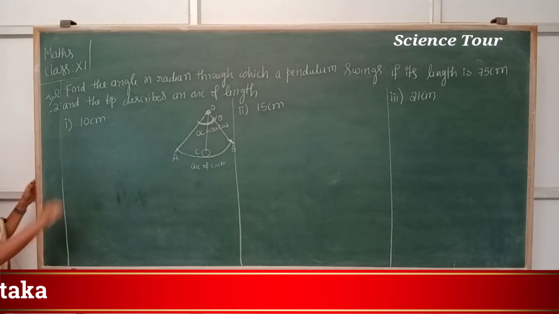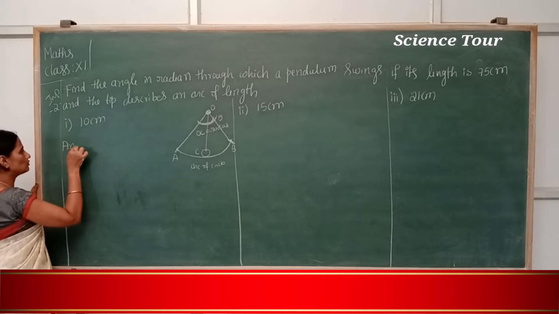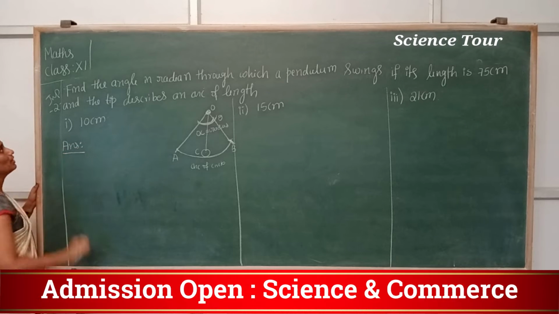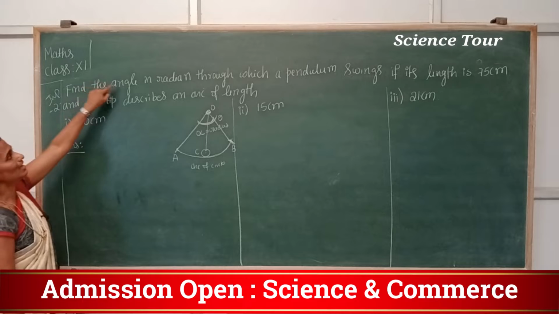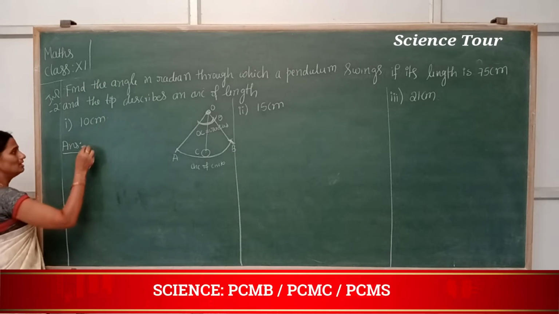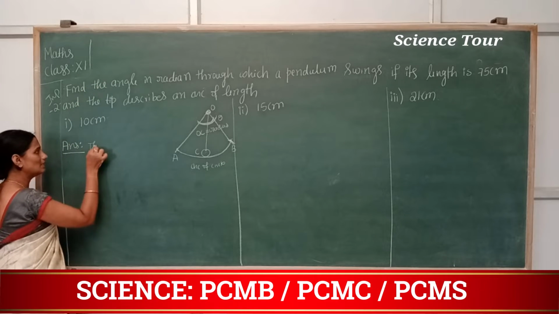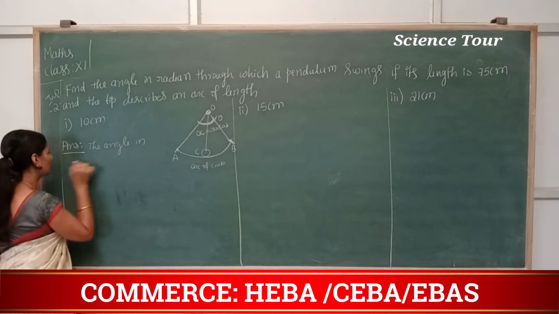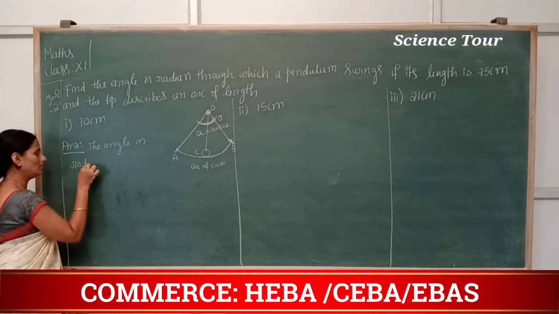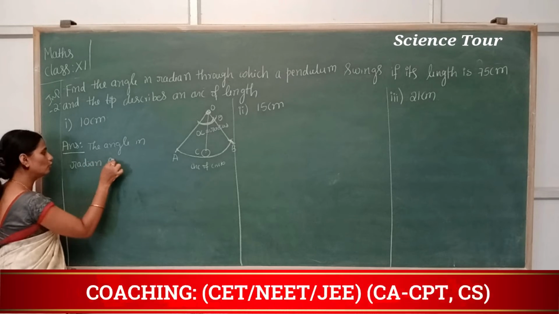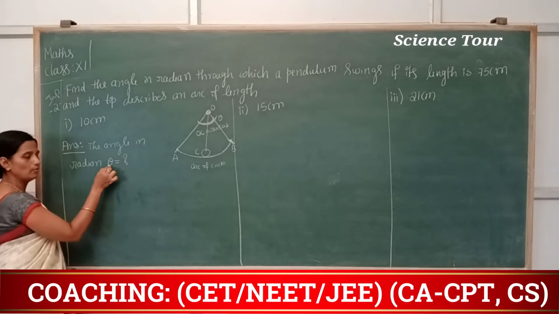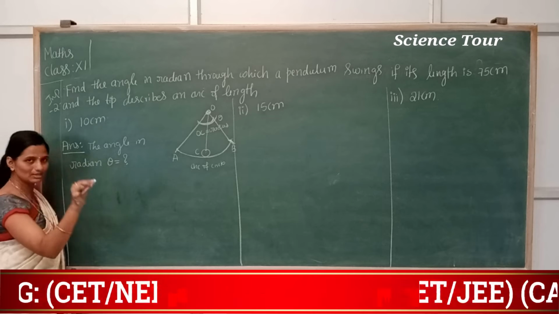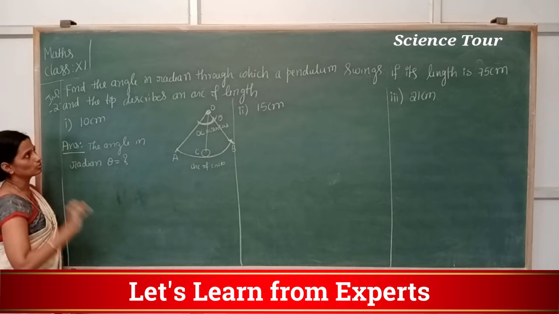Now we'll see what is given and what is to find. So what is to find? Find the angle in radian. So the angle in radian, theta, is equal to question mark. In the formula, theta itself is in radian, no need of conversion.